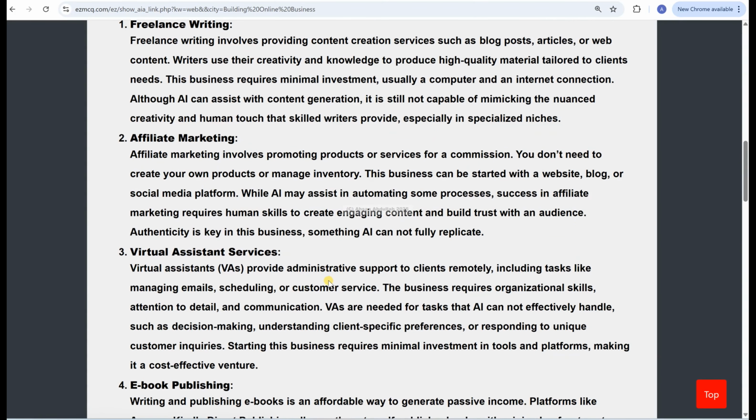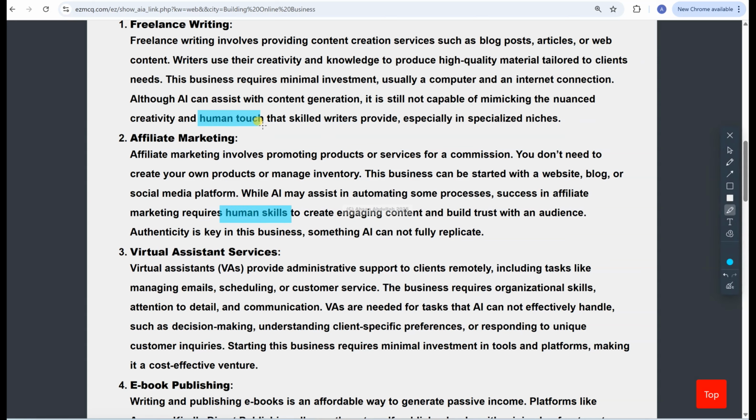And then there is affiliate marketing. You don't need to create your own products or manage the inventory. Some of the processes might be automated by AI, right? But the main thing here is the human skills, okay? So the human touch. So these are the things which we are looking at. And then there are virtual assistant services, providing support to clients remotely. Now remember one thing, the expectation is that you first of all create an infrastructure in which these things can work, right? So that's the objective.